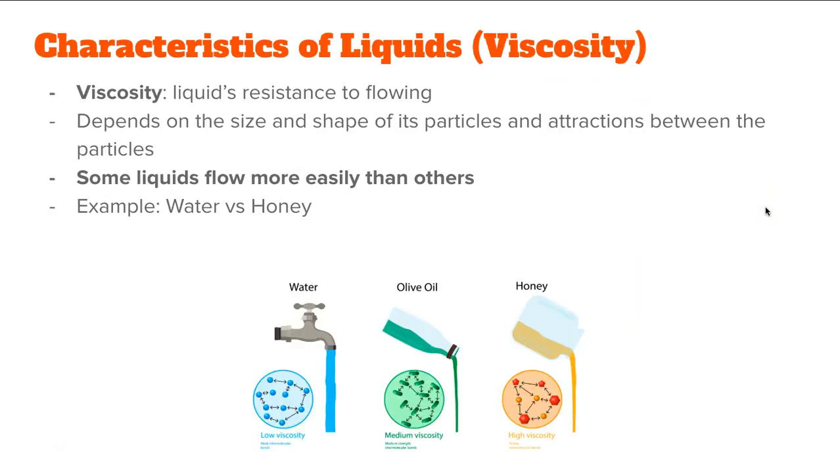Another characteristic of liquids is called viscosity. Viscosity is how much a liquid resists flowing. Liquids like water have low viscosity, so they flow easily. Liquids like honey have high viscosity, so they flow more slowly. This is really dependent on particle size, shape, and how strongly the particles attract each other. But to keep it simple, you can see that water molecules are a lot smaller than a lot of the different molecules that are in honey.